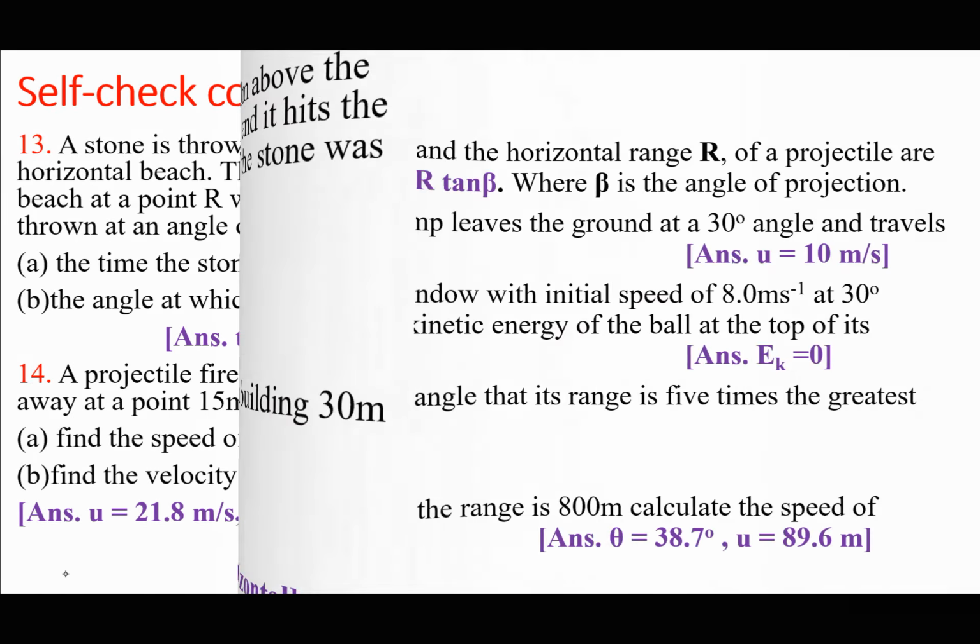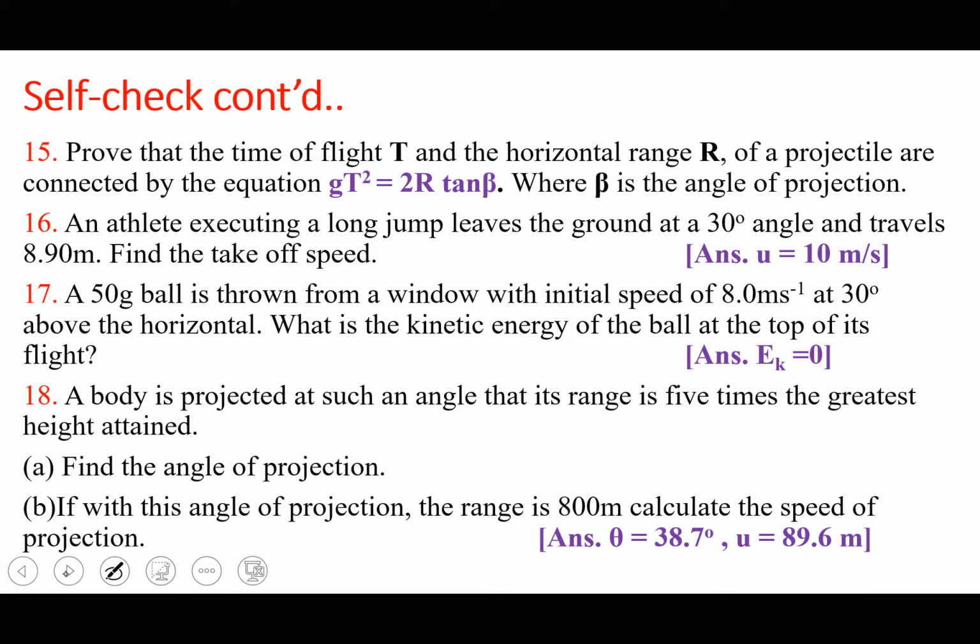So finally, I've given you general questions here just to use. Prove that the time of flight t and the horizontal range r of a projectile is given by g t squared equals twice r tan of beta. So if I was to sketch this for you, the r is the horizontal distance and t is the time for the whole journey. Beta is given as the angle of projection. So try to see if you can show that g t squared is equal to twice r tan beta.